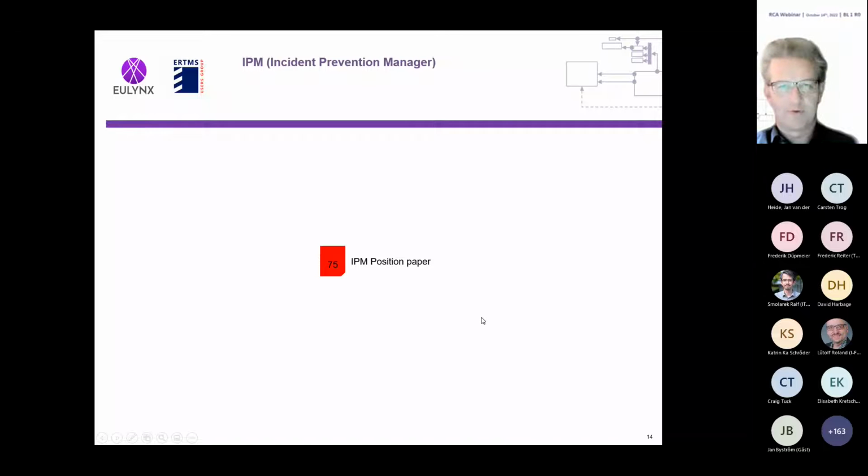For incident prevention management, so far we have only one paper, which is also a position paper. Incident prevention management is there if you have ATO levels above GOA 2, where you need to react instead of the driver to incidents immediately on the track. And the onboard has to react. So all these things are described here.